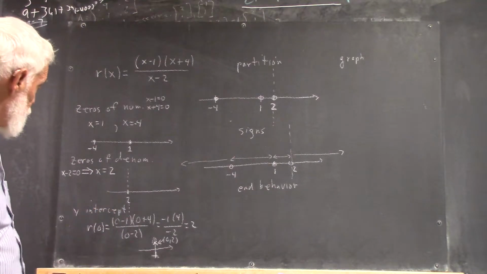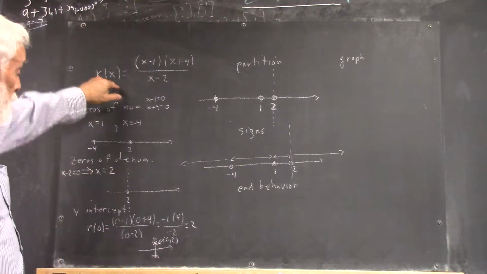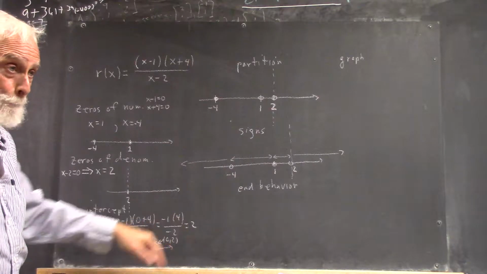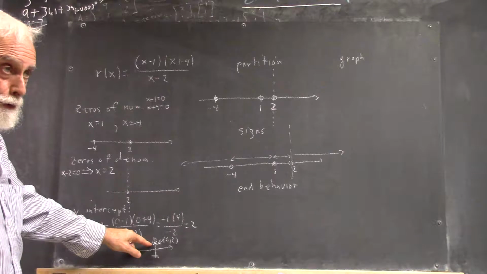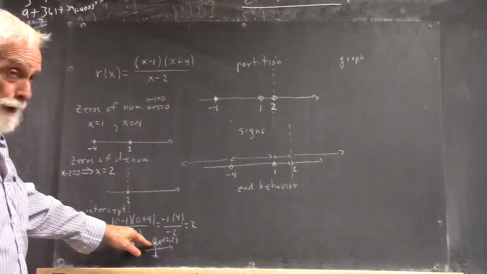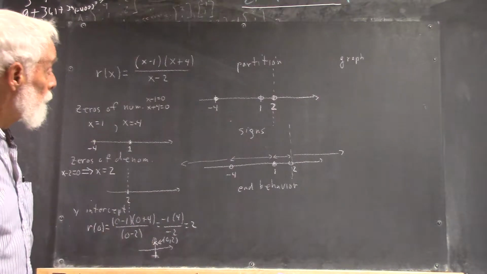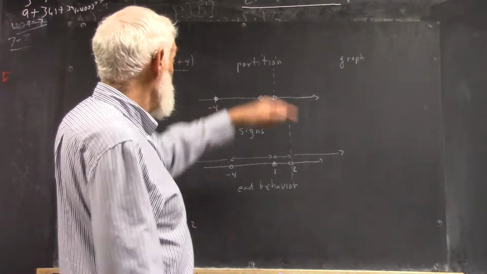And the y-intercept, well, you just plug in 0, you get y equals 2, right? And you maybe draw a little set of coordinate axes with a point 0, 2 here to remind yourself. So when you do the final graph, you include that. Okay? And then the partition.